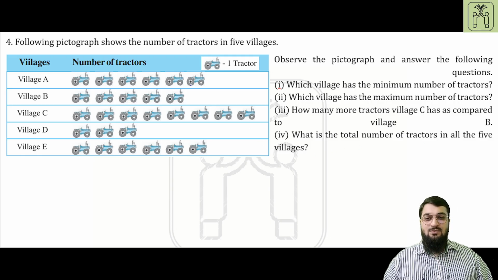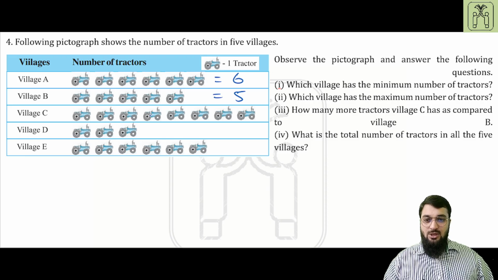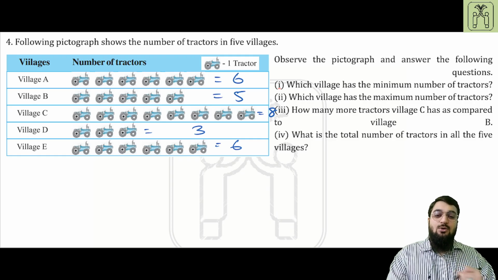Okay, so first of all, what we'll do, we'll just write the actual number by writing the value in digits. So that will be 6, this will be 5, this will be 8, after that this will be 3, and this will be 6. So that is the total numbers.